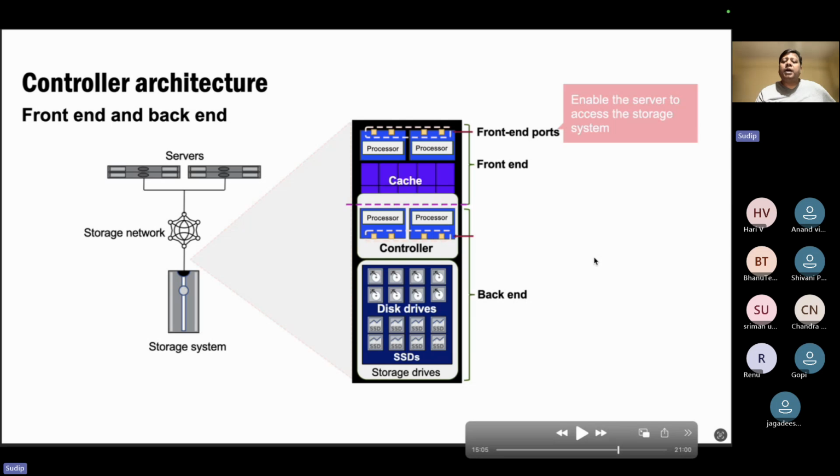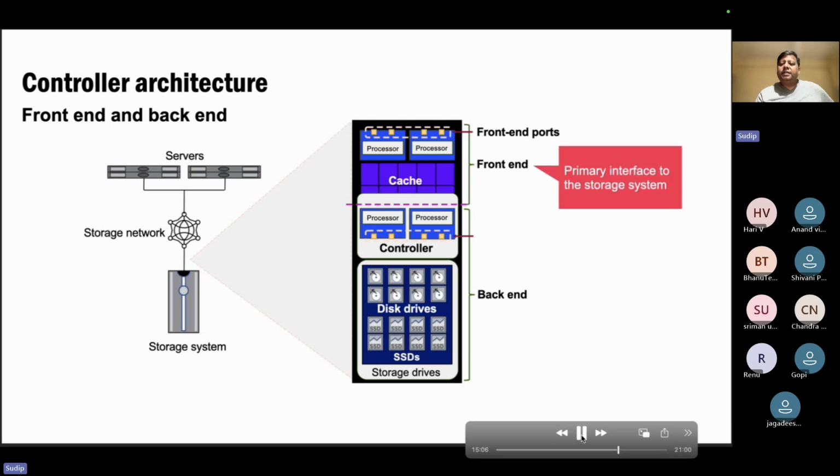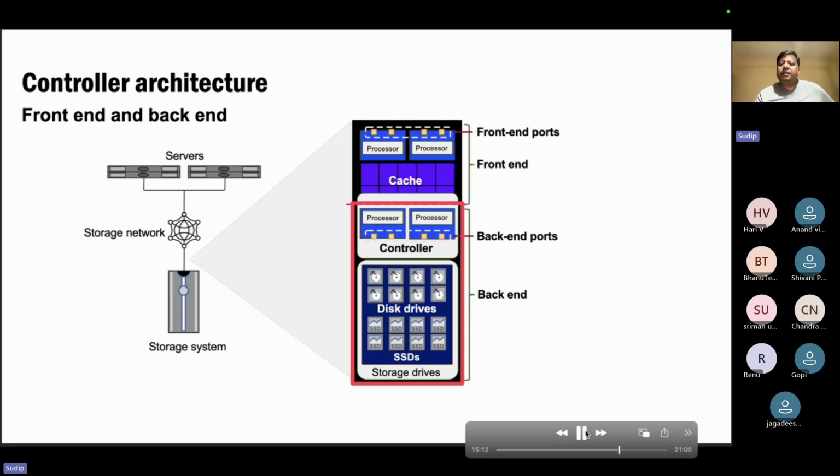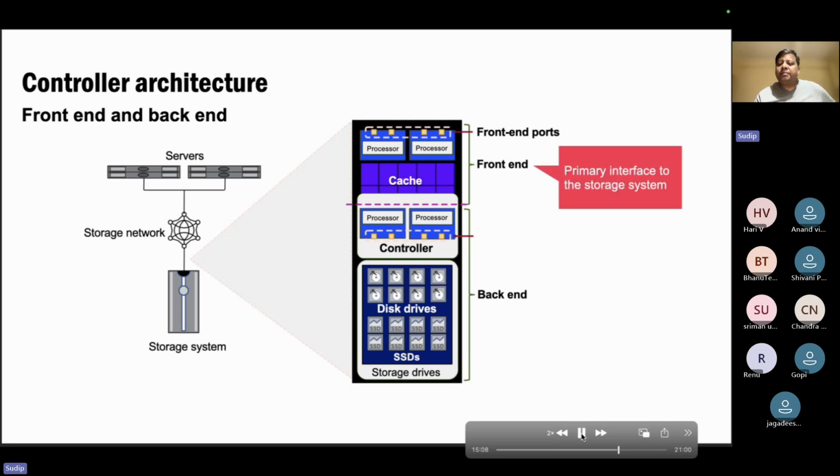How are you going to connect the storage system to the network, and how are the servers going to get connected to the storage system? That is defined by the front end ports. This forms the interface to the storage system, so this is where you read and write. But hold on, before we get into the back end, let me tell you a little bit more about the other two things.